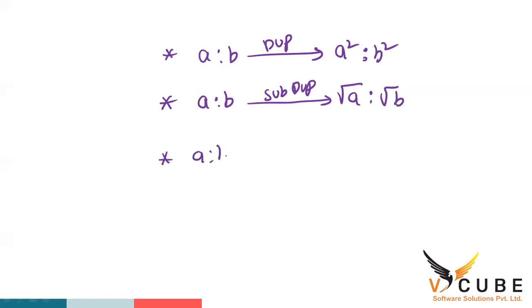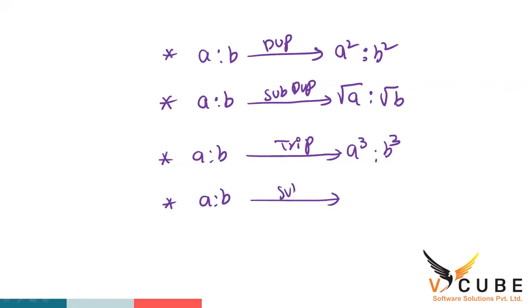And third point, A is to B, triplicate ratio is A cube is to B cube, guys. Here A is to B, triplicate ratio is A cube is to B cube. And next last point, A is to B sub-triplicate ratio is cube root of A is to cube root of B. These 4 points are very, very important, guys, here.